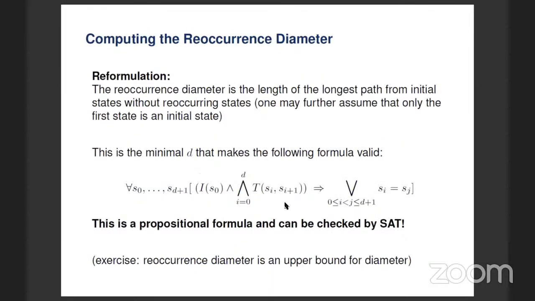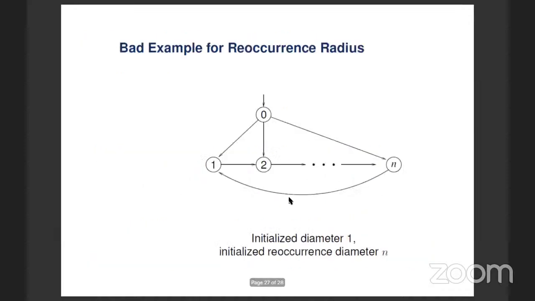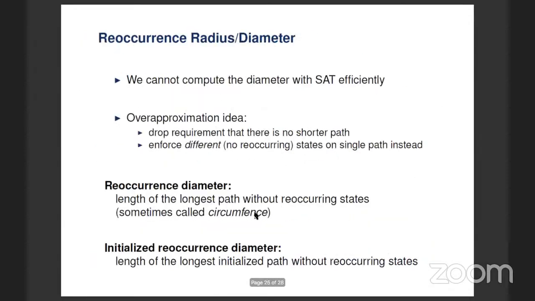So now the question is, you can express these constraints, and you can actually use a SAT solver to compute the diameter and reoccurrence diameter. It's just that you will have to encode the formulas in an appropriate fashion. But for now, I'm not going to do this. It is enough for you to understand the concept of a diameter and a reoccurrence diameter and why they are completeness thresholds for safety and simple liveness property.